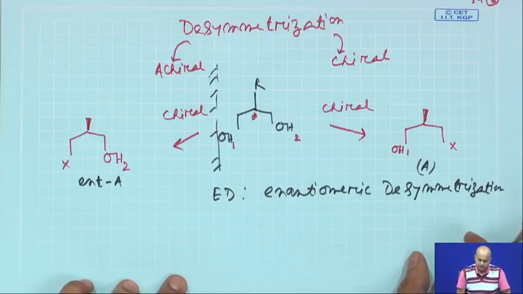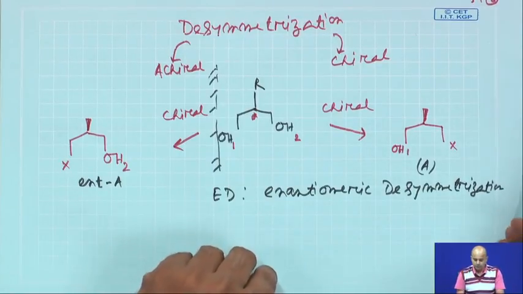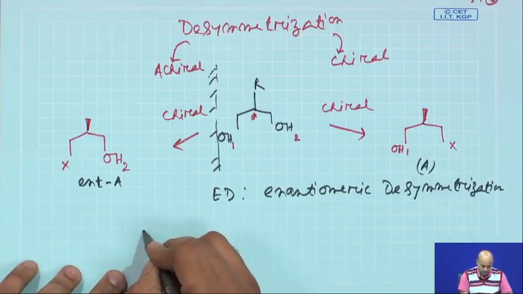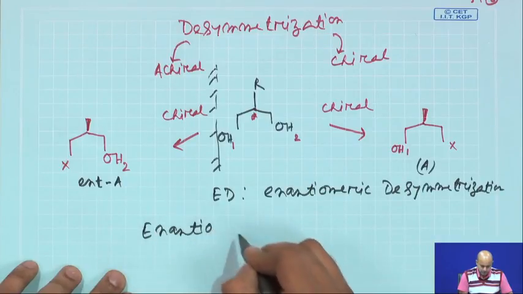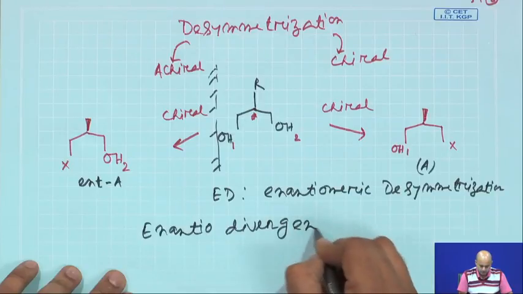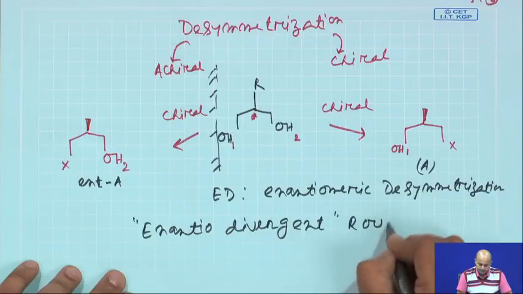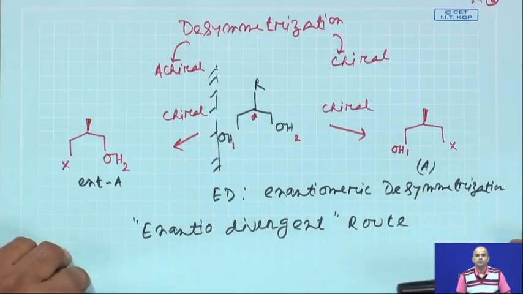Now, enantiomeric desymmetrization is sometimes also very important. I will explain another terminology, which I am now saying is enantiodivergent. Now, this desymmetrization and enantiodivergence are in principle very similar concepts. Now, what is an enantiodivergent route?